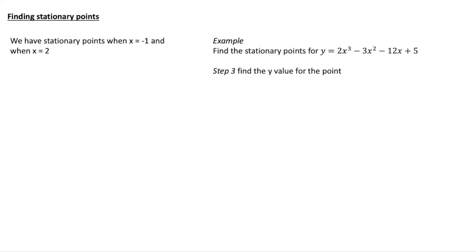So the next step is to find the y value for those points. To do this, we just put the values back into the function. So when x is minus 1, y is 2 times minus 1 cubed, minus 3 times minus 1 squared, minus 12 times minus 1, plus 5. You can just enter that straight into your calculator if you like. I'm just running through the calculation. Makes it easier to check afterwards that we haven't made a slip with our pluses or minuses, that sort of thing. But anyway, we end up with y equals 12.